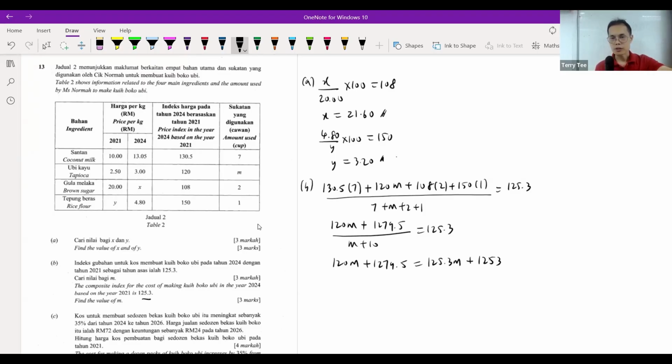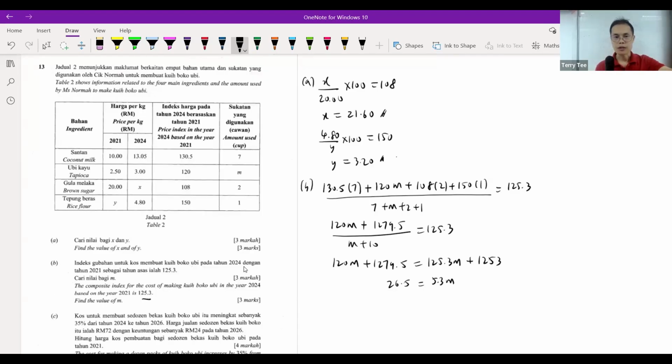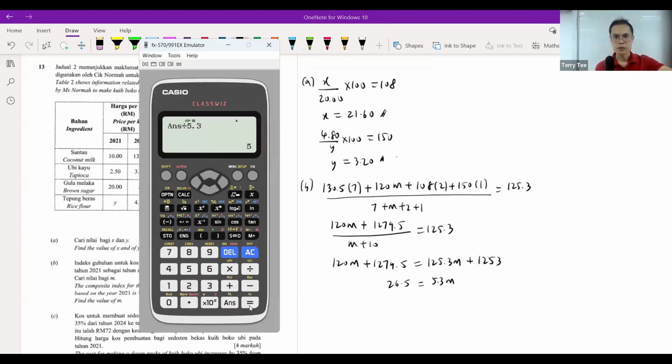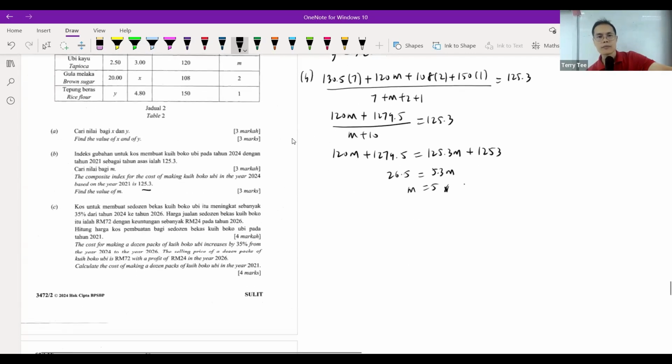So bring this over, this will be 5.3M. 1279.5 minus 1253, you should get 26.5. Okay, 26.5. Now we divide by 5.3. You should get a nice number. M is 5. Okay. Now, next, part C.